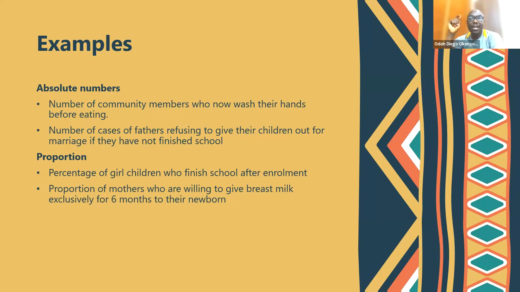Do you now see an increase? How many fathers are refusing to give out their children for early marriage if they have not finished school? So these are absolute numbers you can count in your community. But you can also do proportion, the percentage of girl children who are now finishing school, or the reduction in the percentage of children that now drop out of school. Now, these are different ways that you can set those indicators.